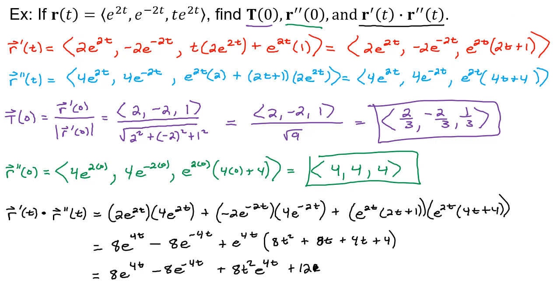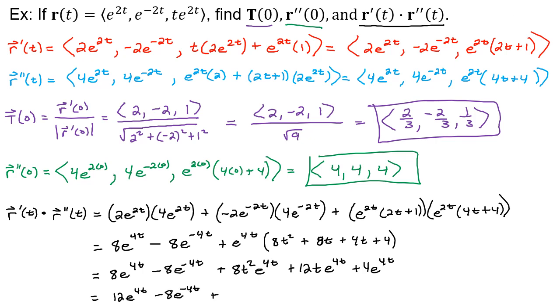Oops, I left the t off. That was supposed to be the eraser, not just a black pen. There we go. 12t e to the 4t. And then I'll have a plus 4e to the 4t. So the very first term and the very last term could combine together if you wanted them to. The 4 and the 8 would make a 12e to the 4t minus 8e to the -4t.